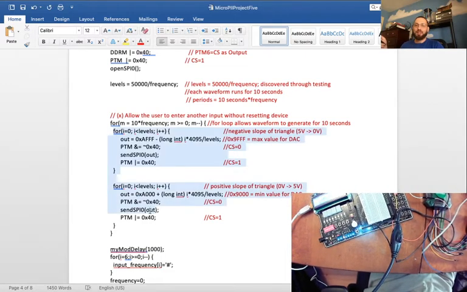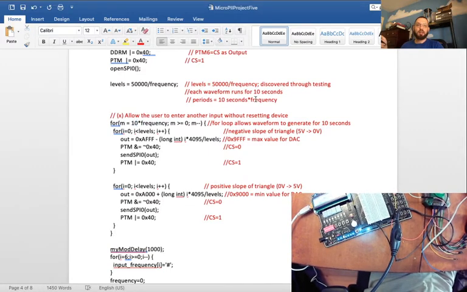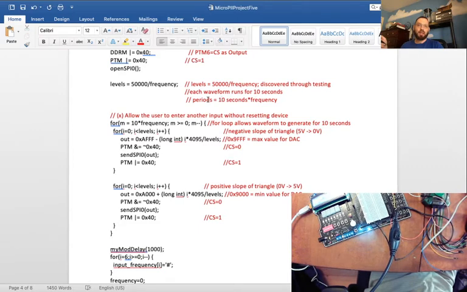So these 2 for loops together create a whole period. So this outer loop decides how many periods we want to create. And what's really cool about that is frequency is in terms of periods per second, right? How many periods happen every second. So if we want it to happen for 10 seconds, we just multiply 10 seconds times the periods per second, and that gives us the total number of periods, or the total number of these loops that we need to do. So that's how we do that.